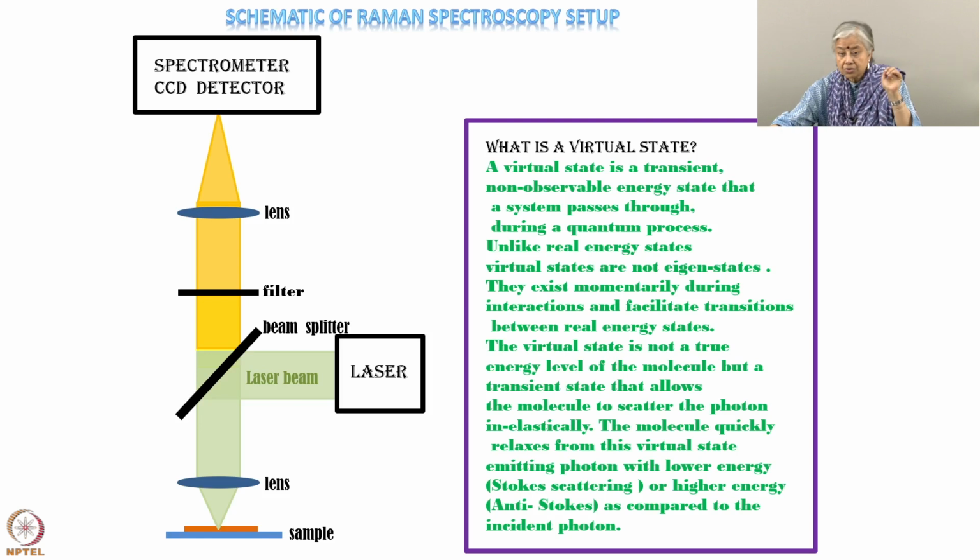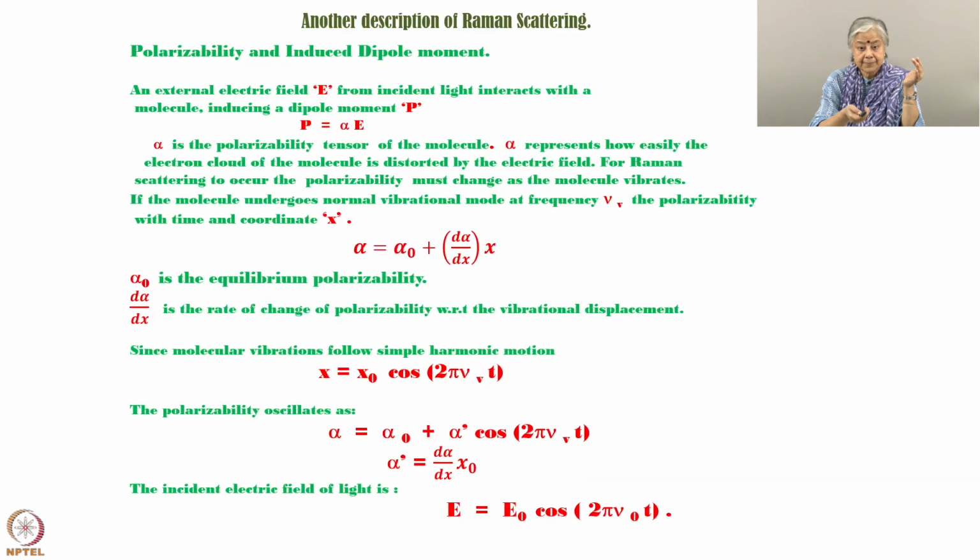Now, what I want to tell you is, this is Raman spectroscopy, but it is called spontaneous Raman spectroscopy. Before I go into stimulated Raman spectroscopy, let me give you another description of Raman scattering. This is like a classical description of Raman scattering, to tell you why Raman scattering occurs at all, why you get those two Stokes and anti-Stokes signals at all.